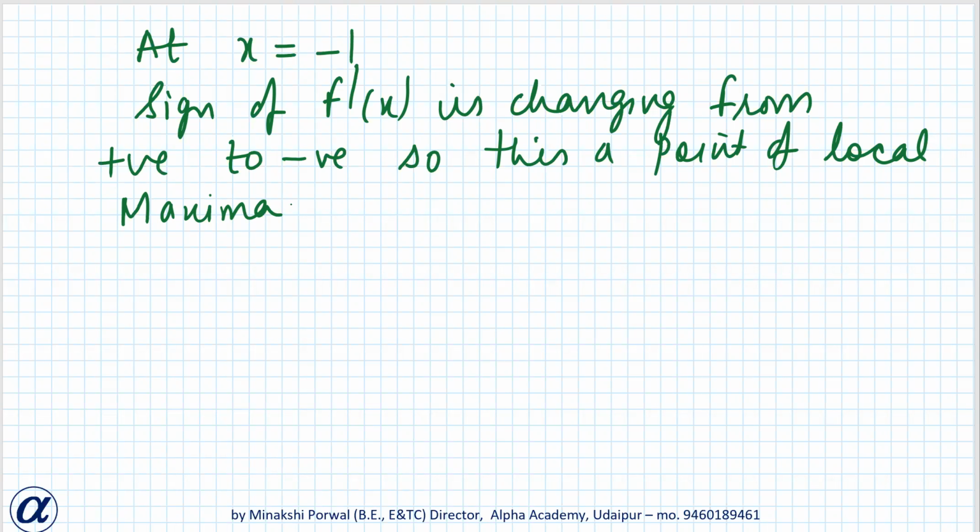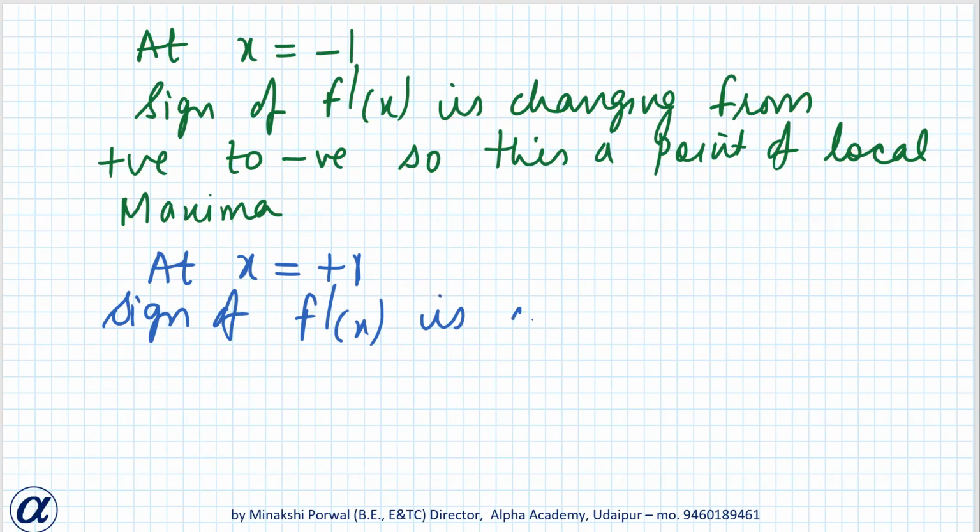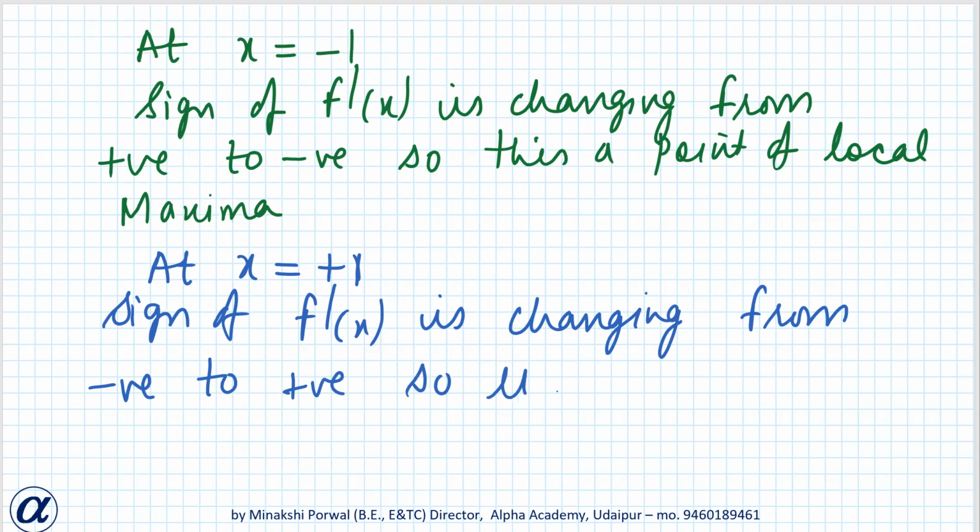Is anybody asking anything? Ma'am, but when we equate it with 0, we are getting 0 only. Let me see. The sign of f dash x is changing from negative to positive. So this is a point of local minimum.